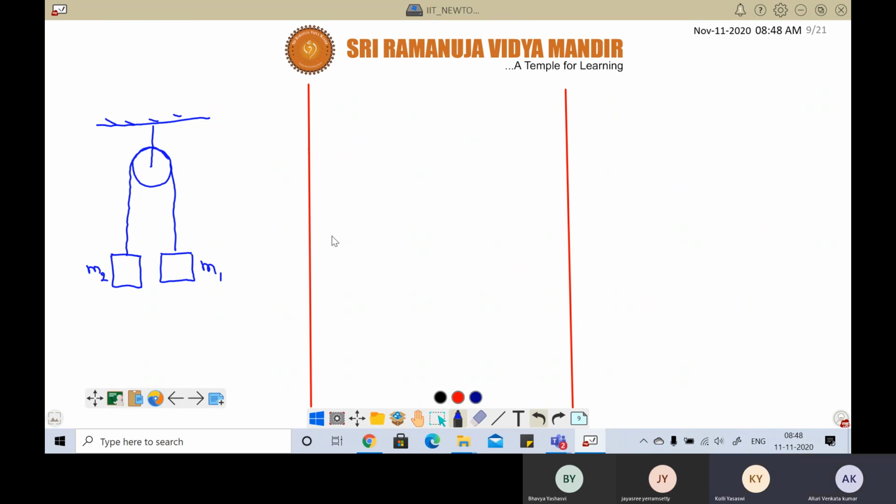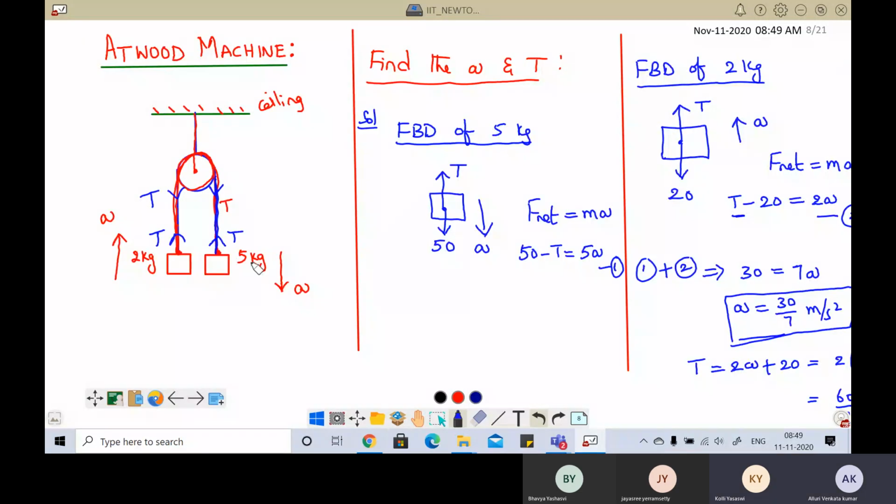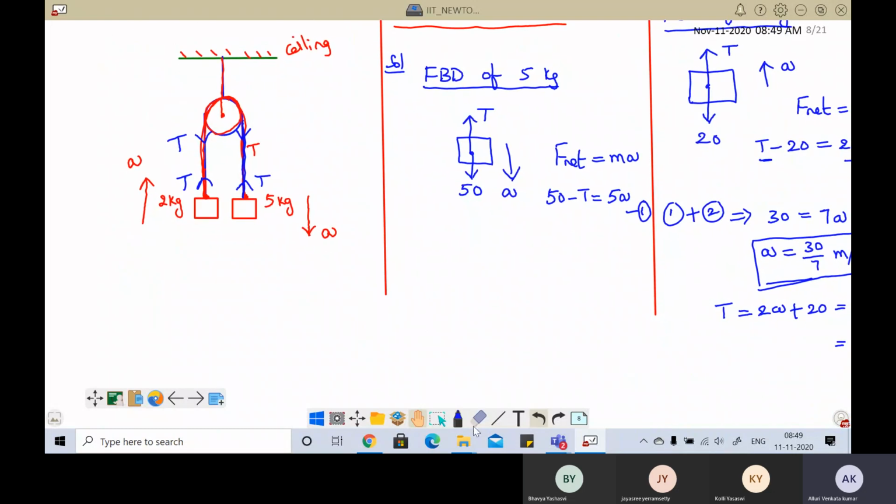No, sir. Previously we could tell definitely, because the mass was mentioned. Correct. 5 kg is more, so it will go downwards. Let us say by mistake you have taken that the 5 kg is going upward. If the 5 kg goes upward, the 2 kg has to go downward. Now tell me what is the free body diagram here?